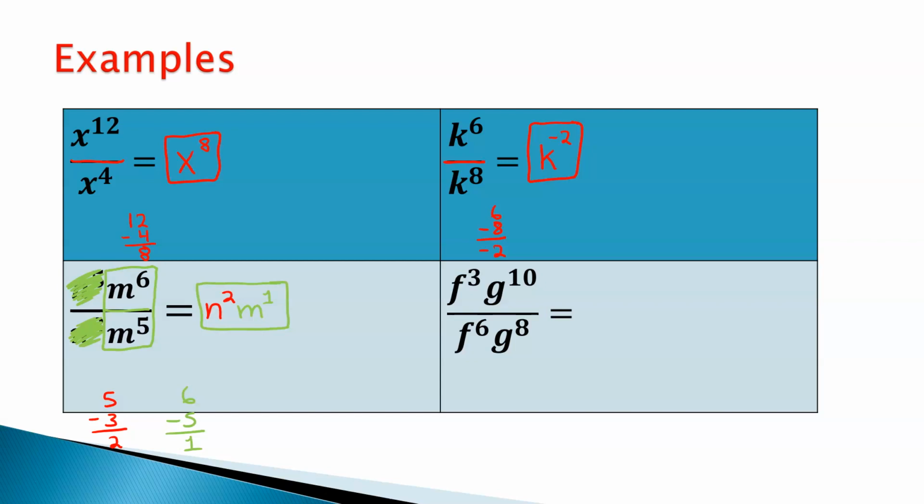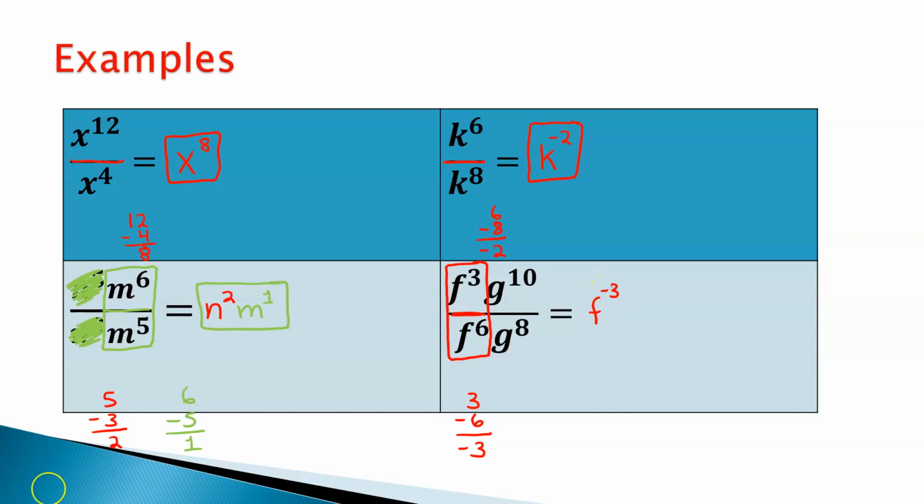All right, for the next one, very same idea. Focus on the same bases. Let's focus here on the f's first. I have the same base. We are dividing. Quotient of power says we're going to take the top minus the bottom exponent. 3 minus 6 is going to give us -3. Careful on this one. This is f to the negative third power.